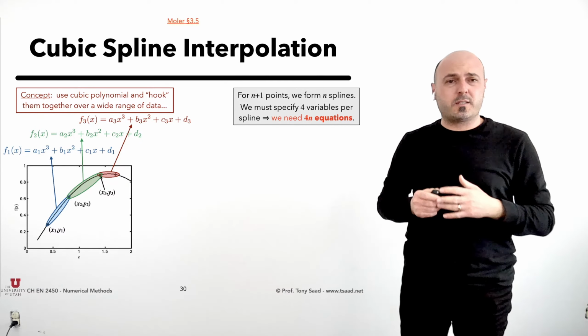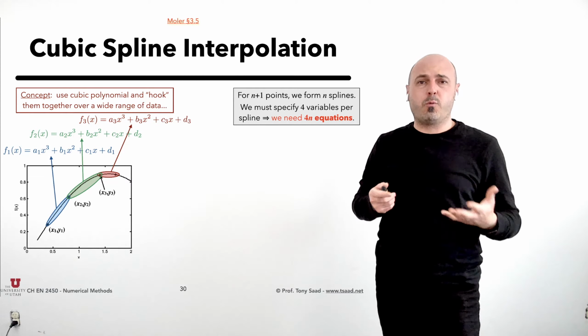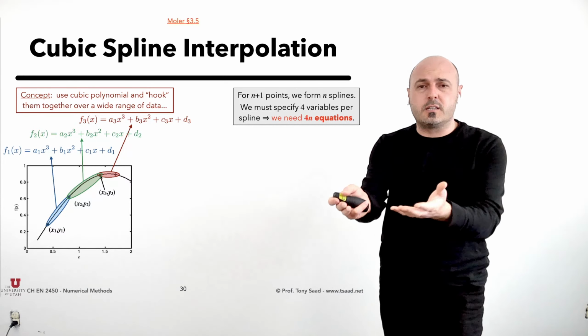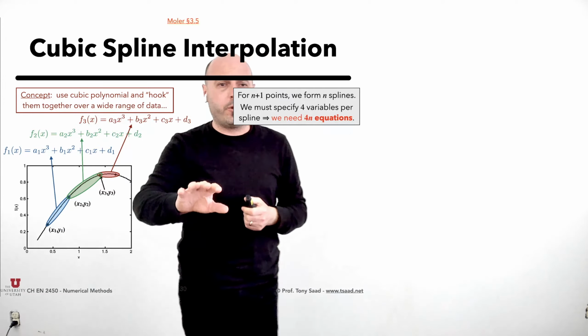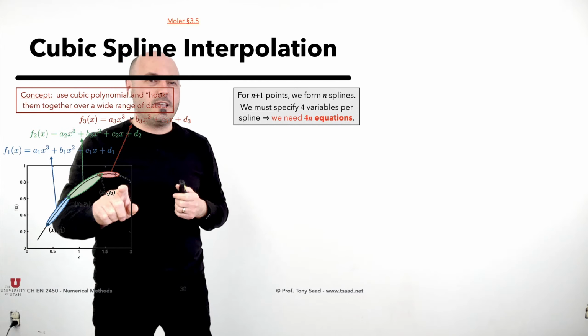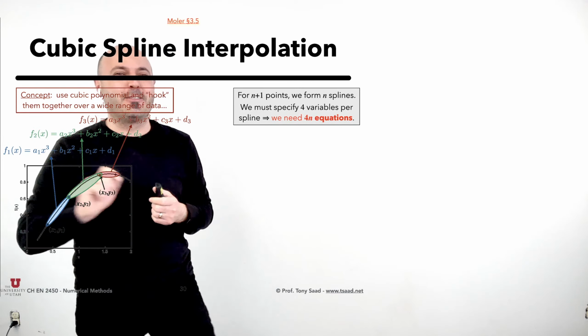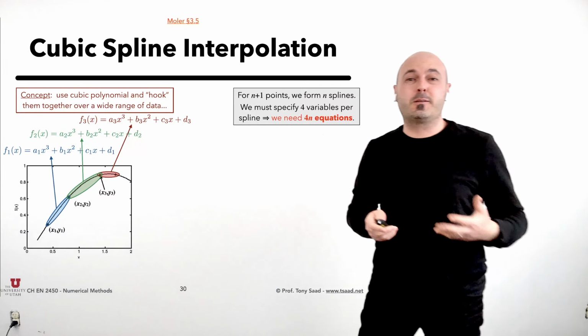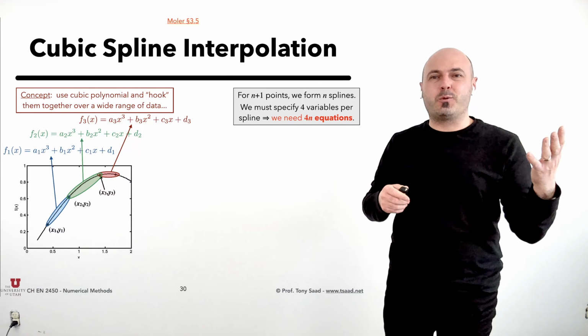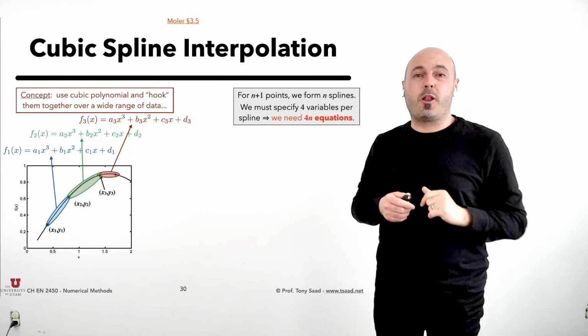So for n plus 1 points, we want to find n splines. Take this case that we just did over here. We have these four data points, and we can fit 1, 2, let's see, the one in pink, the one in green, and the one in blue. We can fit 3 splines. So in general, you have n plus 1 data points, you can fit n splines.